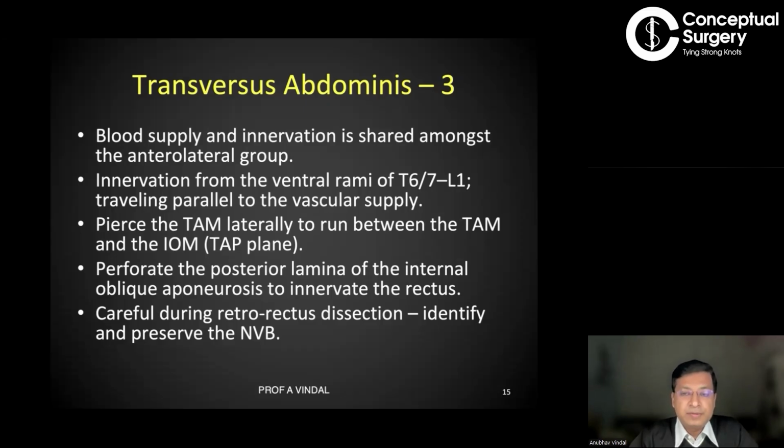So if you want to give a TAP block, you have to introduce the local anesthetic agent in the plane which is present between the transversus abdominis muscle and the internal oblique muscle, because all the nerves of this region are running in this plane.